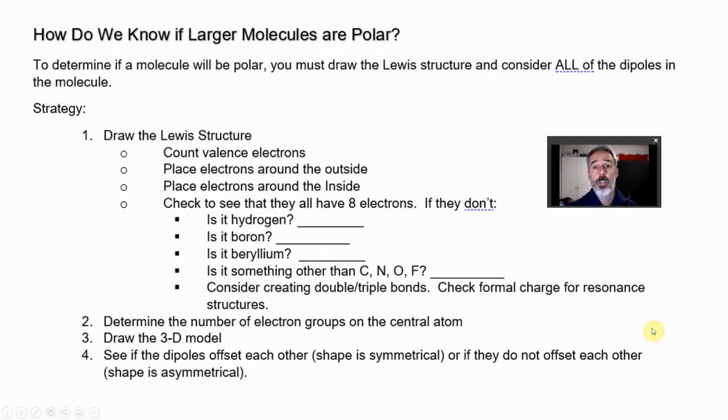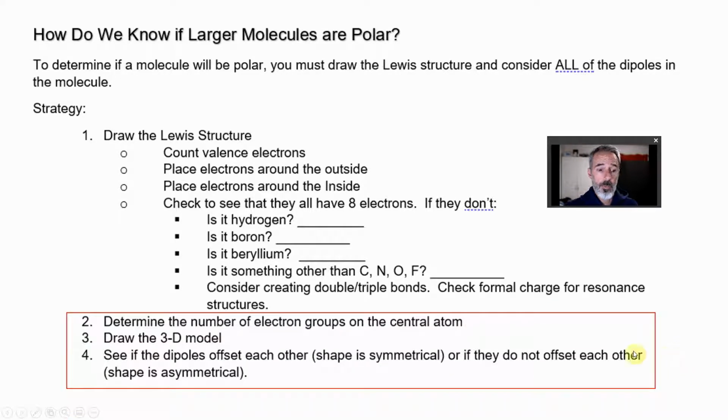In our last lesson, we learned how to draw Lewis structures. And of course, that's only the first step to figuring out if a molecule is polar. So in this lesson, we're going to look at the next few steps, which are how to use that Lewis structure to find the shape of the molecule. The way we're going to do that is first we're going to determine the number of electron groups in that molecule that are around the central atom.